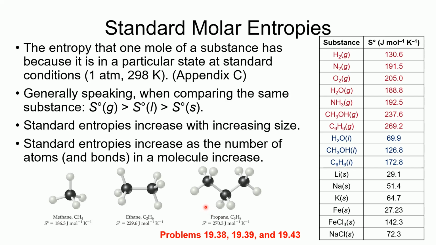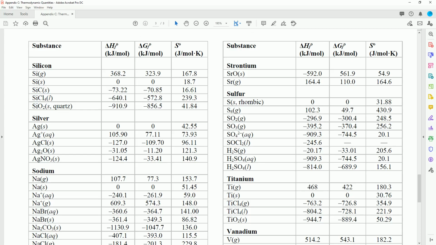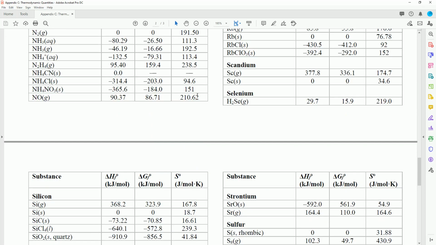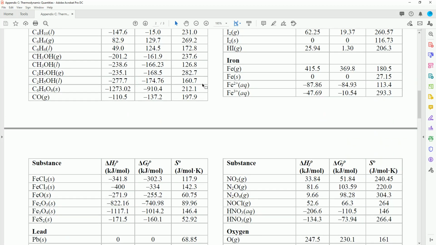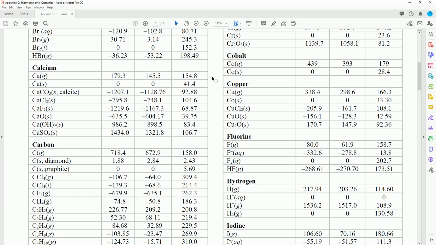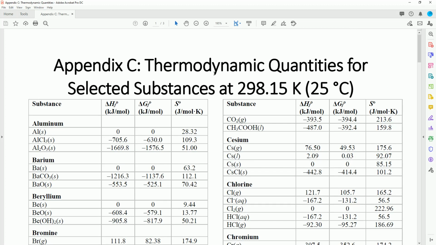So based on this new way of looking at things, we're going to do numbers 38, 39, and 43. Before we do that, I am going to pull up Appendix C. So here is Appendix C, and I was looking at this earlier, which is why it's down here. But it's thermodynamic quantities. I'm going to go all the way to the top here. So thermodynamic quantities for selected substances.